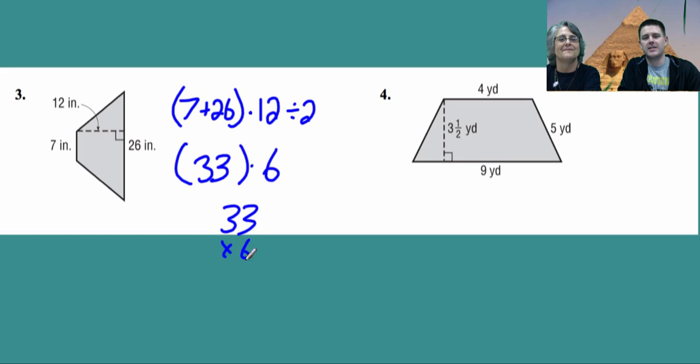33 times 6. Look at that. Mrs. Carino knew our answer. What are our units going to be? Units squared. Inches squared.